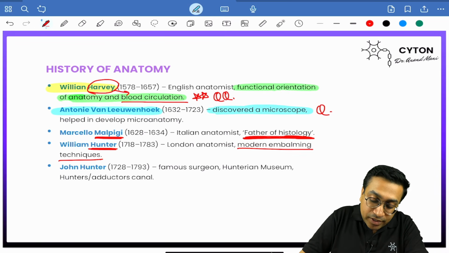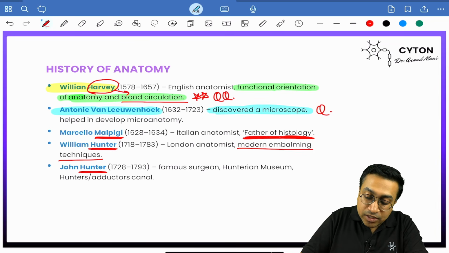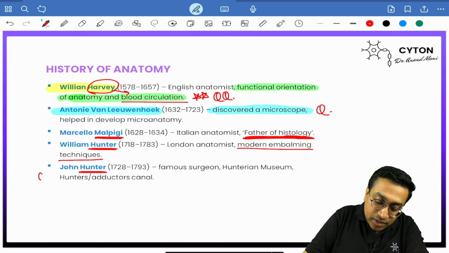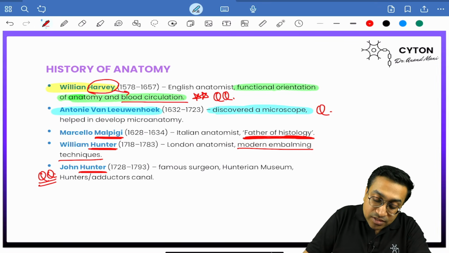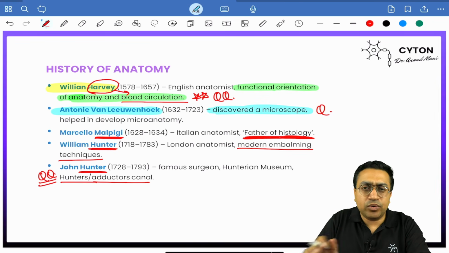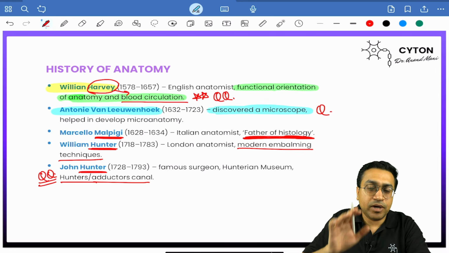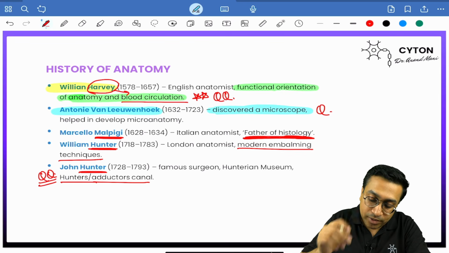Then John Hunter, so there is another Hunter. Now this Hunter you will study in detail in the exam. When I talk about the lower limb region, you will study John Hunter, who was a famous surgeon, and he discovered the Hunter's canal, that is the adductor canal, okay. So this we will take up in detail, the boundaries, contents and everything. That is a part of your short notes in the lower limb, okay.